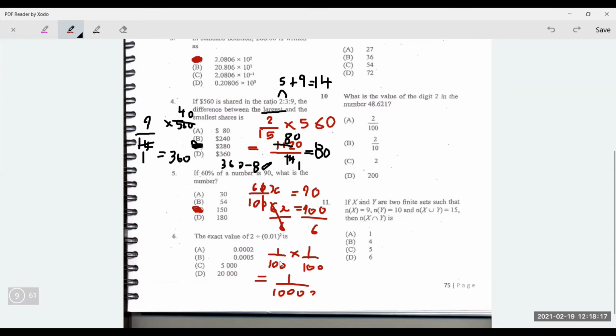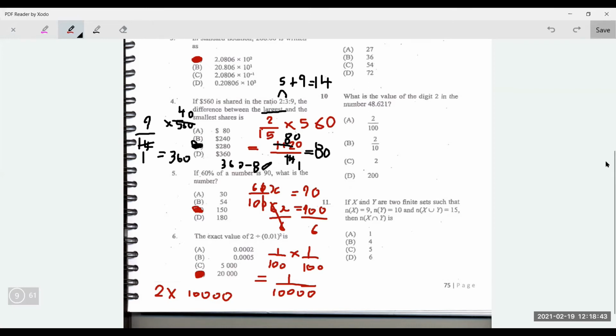And so 1 over 100 times 1 over 100 is 1 over 10,000. Now we need to work out 2 divided by this number. But 2 divided by this number is 2 multiplied by 10,000, because remember, when you divide, you reciprocate. So 2 times 10,000 is 20,000, which is option D.